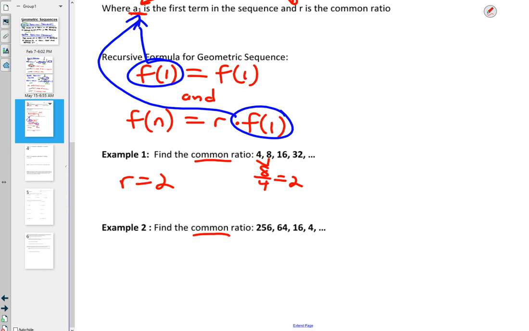Oh, I'm sorry, right. Thank you. Yeah, because the n minus 1 stands for the number that came before it. Sorry about that.